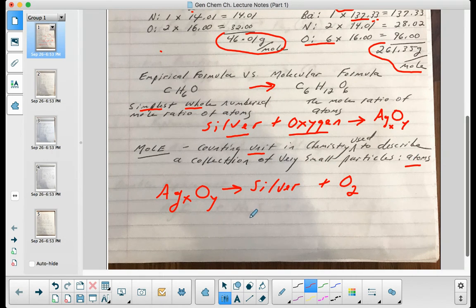So we don't usually talk about one atom. They're too small. So we need a collection of atoms. So instead of just talking about one or two atoms of any particular element, we talk about the collection, the mole.